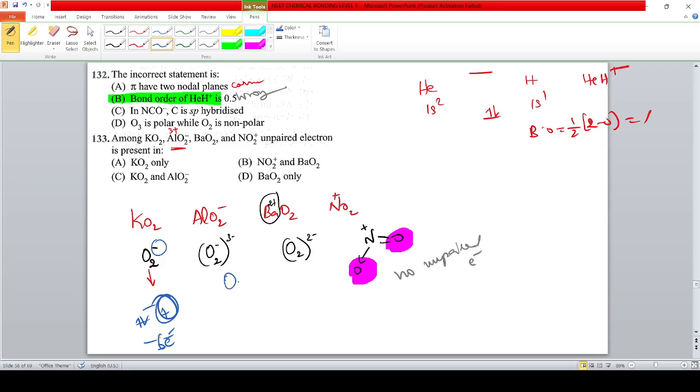This is O2 to the power 4 minus. So that means 8 plus 4, 12 electrons. That means 6 electrons in bonding and 6 electrons in anti-bonding. No unpaired electron. 6 electrons in bonding, 4 electrons in anti-bonding. No unpaired electron. So the unpaired electron is present only in the first one. Potassium superoxide. It is called potassium superoxide.